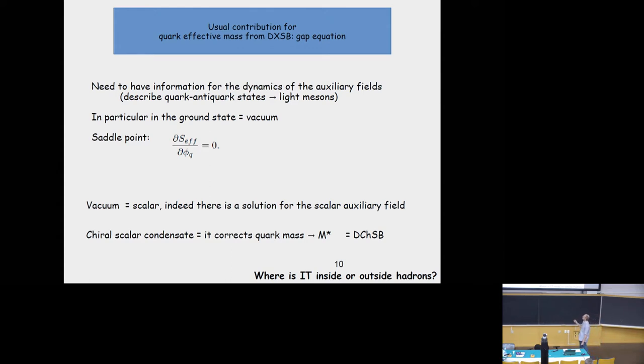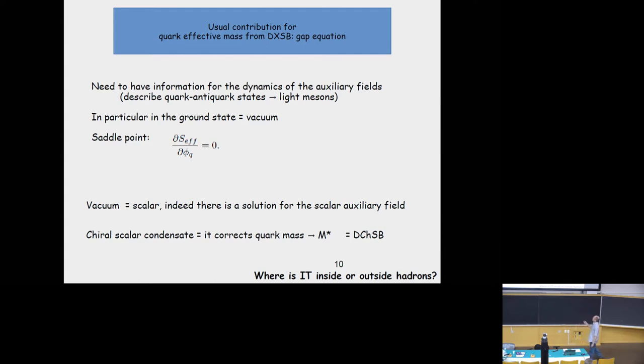Of course, this corresponds to looking at how these auxiliary fields behave in the vacuum, and we know that the only non-trivial solution should come from the scalar auxiliary field. So we can have a quark-antiquark condensate in the vacuum, and then by means of this scalar field solution from this equation, which is called the gap equation, we have a correction to the quark mass in the usual lines of dynamical chiral symmetry. This is not the constituent quark mass. This is a correction to the mass of the quark that builds mesons.